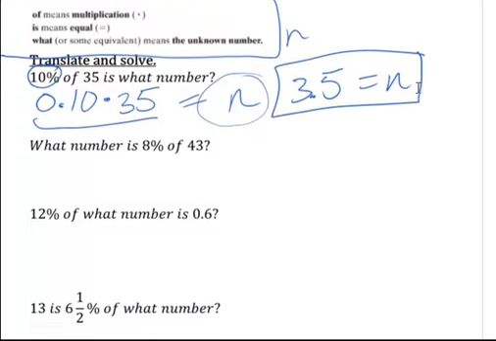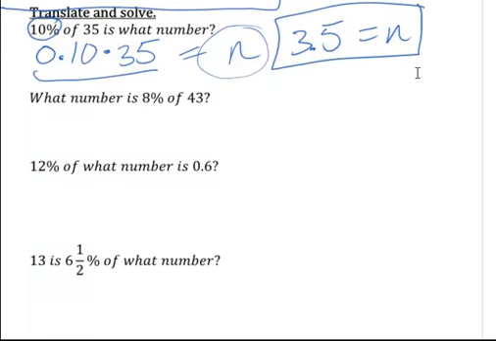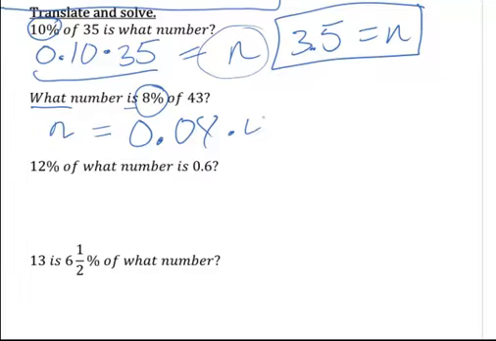All right, let's take a look at the next problem. The next problem says, what number is 8% of 43? The first thing I see here is the phrase, what number? When I see what, I'm going to write my letter n. Is means equals. 8% as a decimal: remember, I need to move my decimal point 2 spaces to the left. That's going to give me 0.08. Of means to multiply by 43.